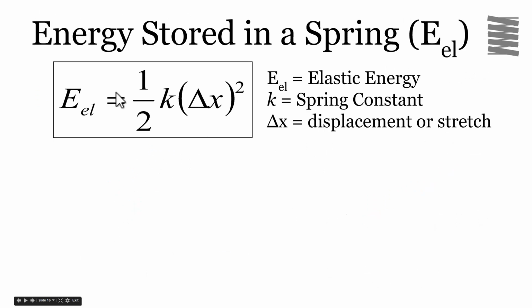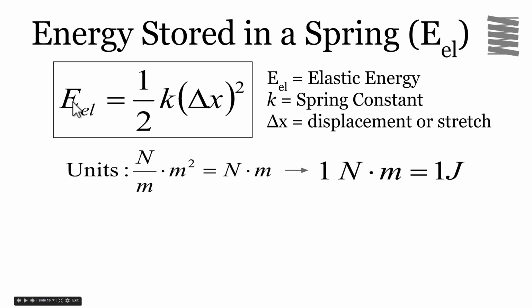Looks like this. Remember, EEL stands for elastic energy stored in the spring. K stands for the spring constant, the strength of the spring as measured in newtons per meter. And delta x represents the amount of displacement or stretch of that spring, whether it's the compression or the amount of stretch. If we look at the units, if we're solving for an energy, remember we should get Newton meters, which is also a joule.